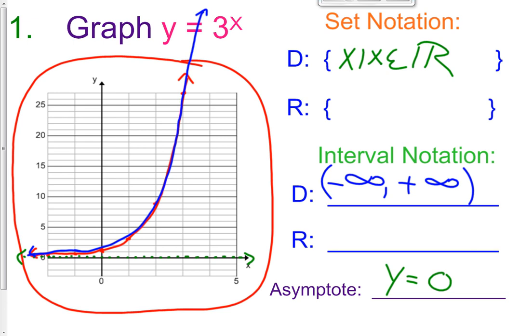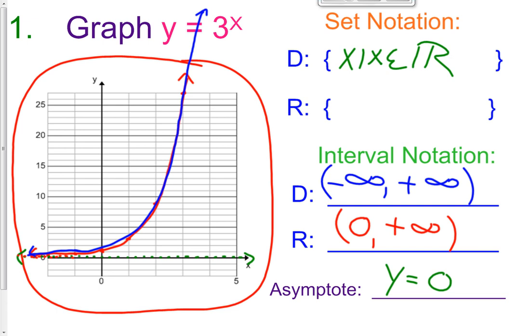Now for my range, it's not all the real numbers because there are no negative numbers. It starts just above the x-axis, so it never hits 0. It gets close to 0, but it never touches it. So if we say it starts at 0 but never touches 0, that's why we have a parenthesis, and then it goes all the way to +infinity, because it goes up forever and ever and ever.